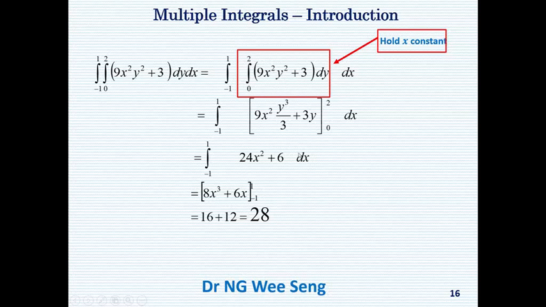After simplification, we will get 24x squared plus 6. And now we integrate this function with respect to x over the interval minus 1 to 1. And you get the volume of 28. And we are done.